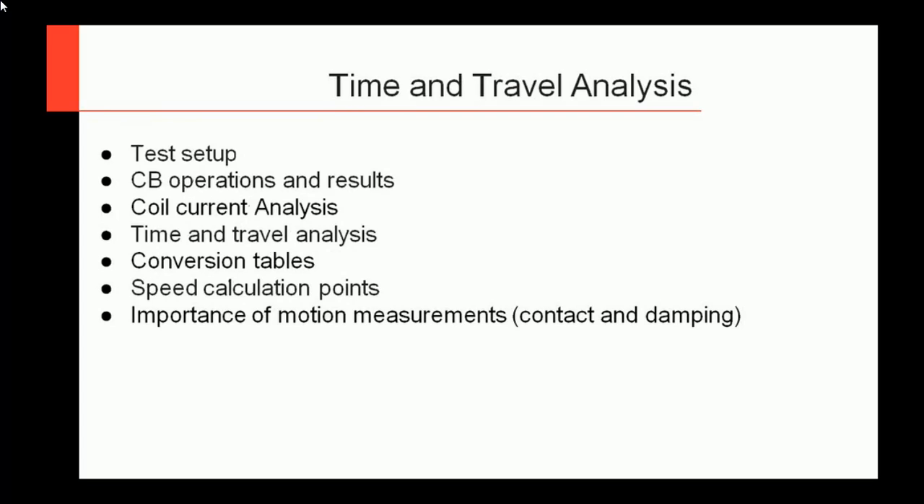So now that we have an idea of what types of circuit breakers are out there and some of the components we're looking at, we can talk a little bit about time and travel analysis. We'll go over some setup, show a few examples of results, and talk about conversion tables and speed calculation points. One thing I want to mention is the importance of motion measurements. I see a lot of people out there just doing a first trip, not even doing timing. Then if they do timing, they only time the main contacts. But if you're out there timing the circuit breaker, you really want to hook up a motion transducer and perform time and travel analysis.